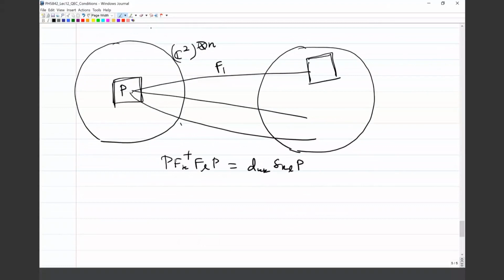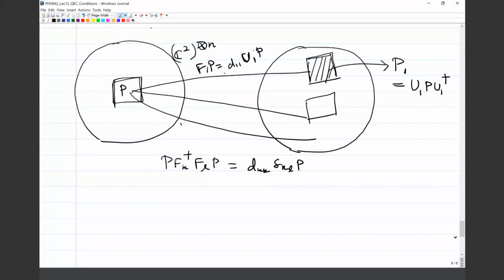So now F1 takes the code space to some part of this larger space. When I say it takes the code space, it means it takes states inside the code space to some part in this larger space. Where it takes me to is associated with a projector, and that projector comes from the action of a unitary on the code space. How is that unitary associated with F1? Well, it comes from a polar decomposition of F1. So this now gives me d11 U1 P.